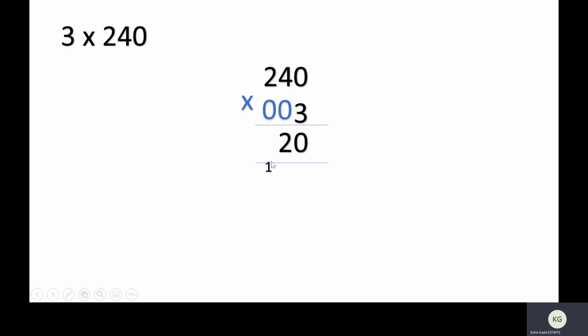So we'll leave that 1 down there because we now need to multiply 3 by 200. Now, we know 3 times 2 is 6, so 3 times 200 must be 600. But we've got to remember, we've got that extra 100 down here that we need to add. So 3 times 2 is 6, add another one is 7. So our answer is 720.